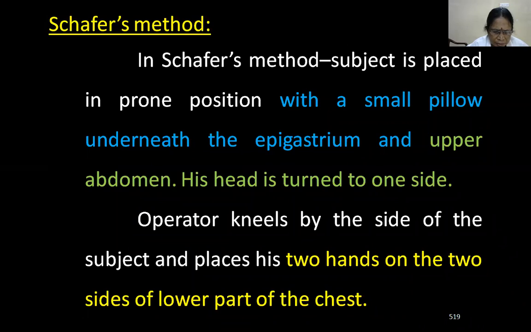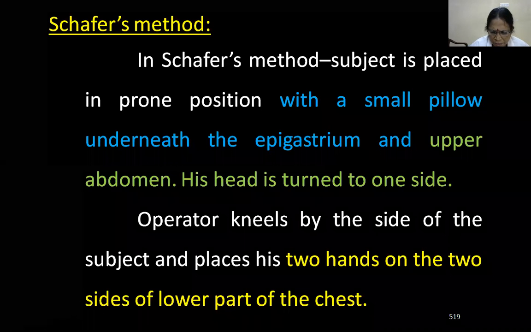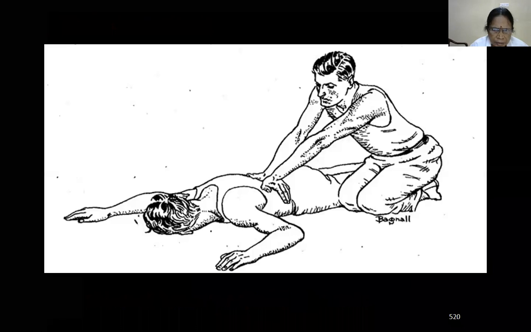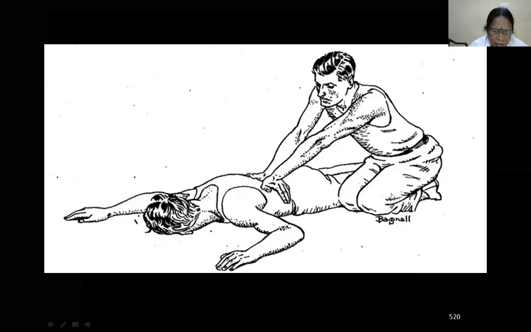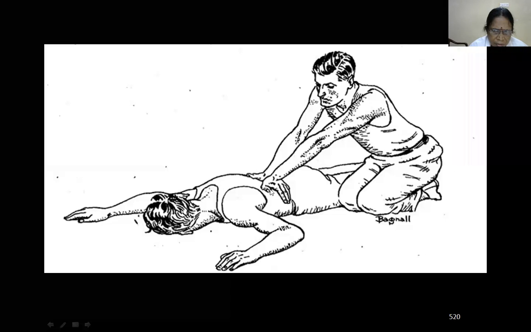The operator sits by that side and places his two hands on the lower part of the chest, the scapular region. The patient is in a prone position, head down, face turned to one side. The helper kneels by the side and applies pressure on the lower scapula, the inferior scapula.